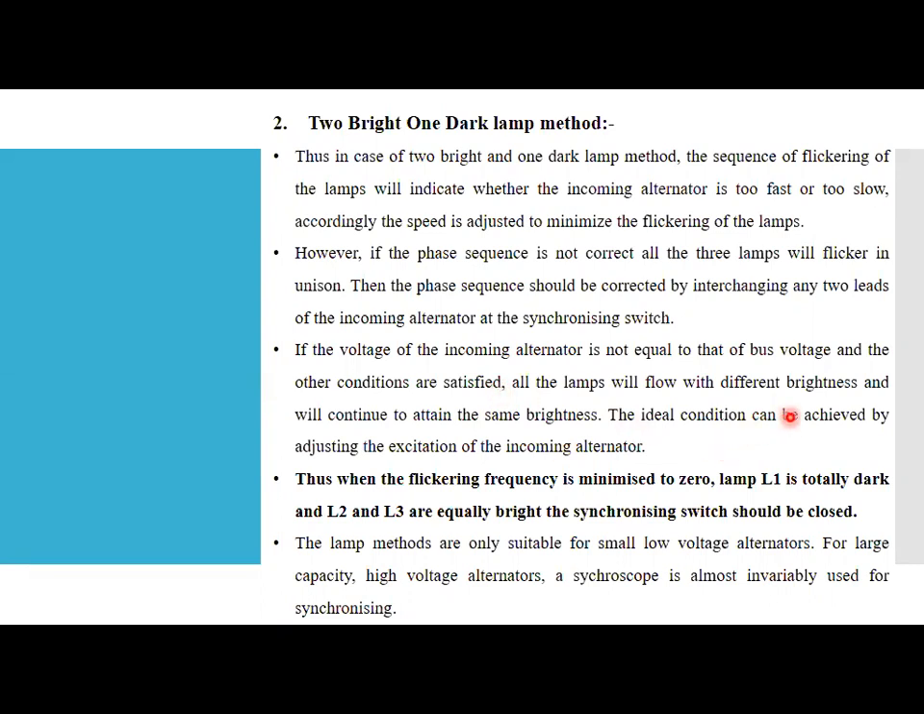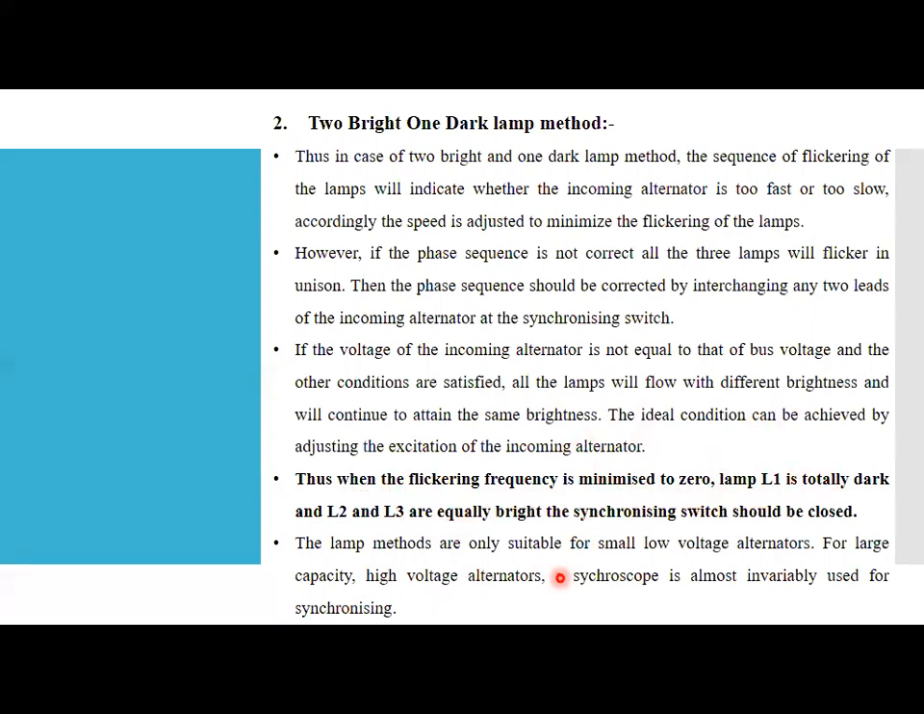Now you can see when the flickering frequency is minimized to 0, my L1 is totally dark, L2 and L3 are equally bright, and this is the ideal condition to close the switch. So this is the two bright, one dark method.